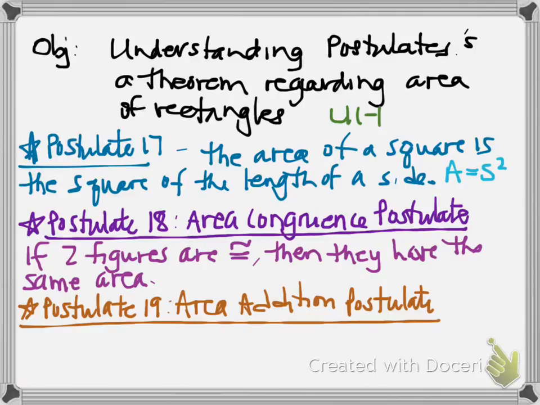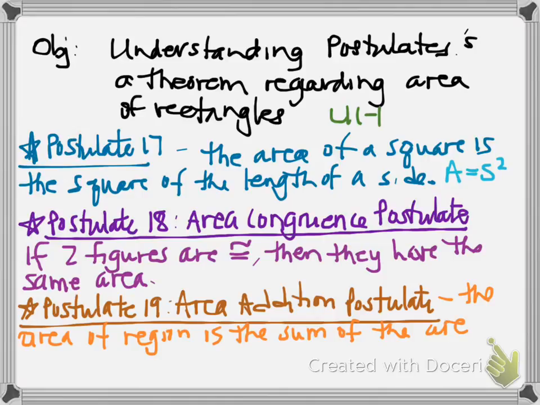So the area of a region is the sum of the areas of its non-overlapping parts. Remember when you were doing this before, the different shapes together made the original shape, but no shape overlapped a different shape.